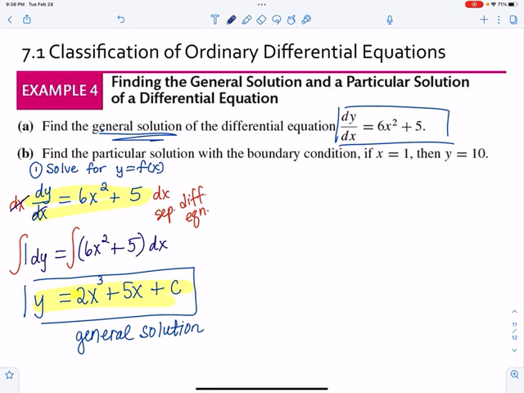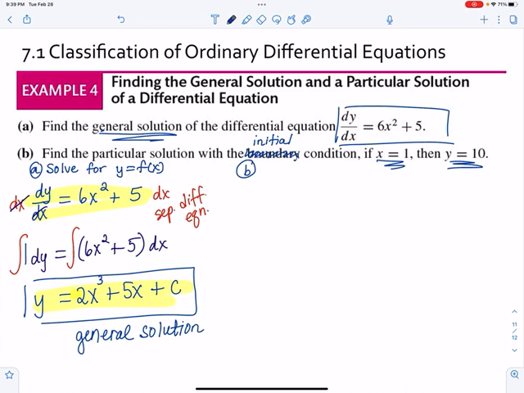Then for part B, so that was part A, part B, when we find the particular solution, with the boundary condition, again, unique to this textbook. I don't know why they do it, but it is an initial condition. I think they say the word boundary because maybe that ordered pair is on the graph. I'm not sure why they use the word boundary. I think it's a little confusing.